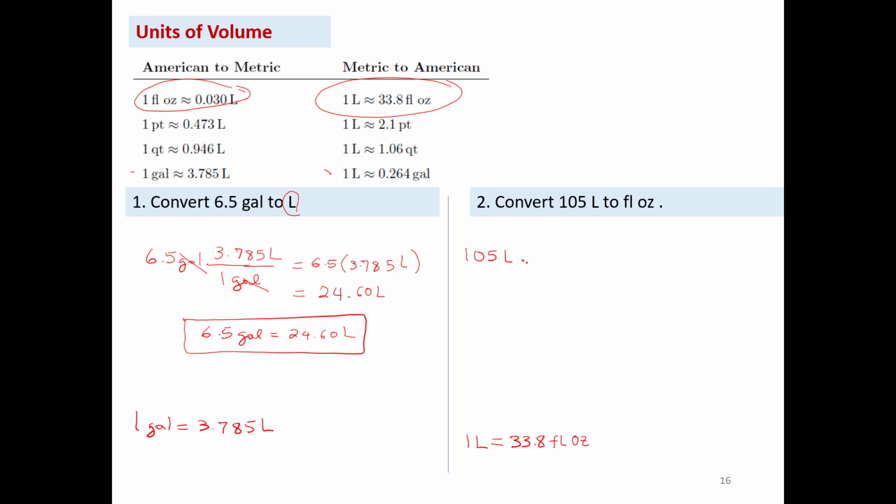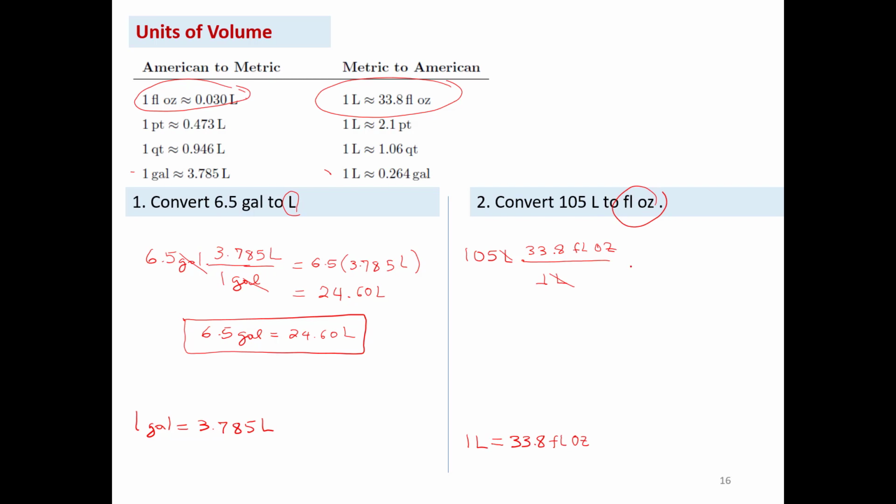Liters. And we need to write this one in the way the liters cancel out. Then we know 1 liter must be in the denominator and the other one is on top. 0.8 fluid ounces. The liters cancel out and the unit is fluid ounces. This is the unit we want.